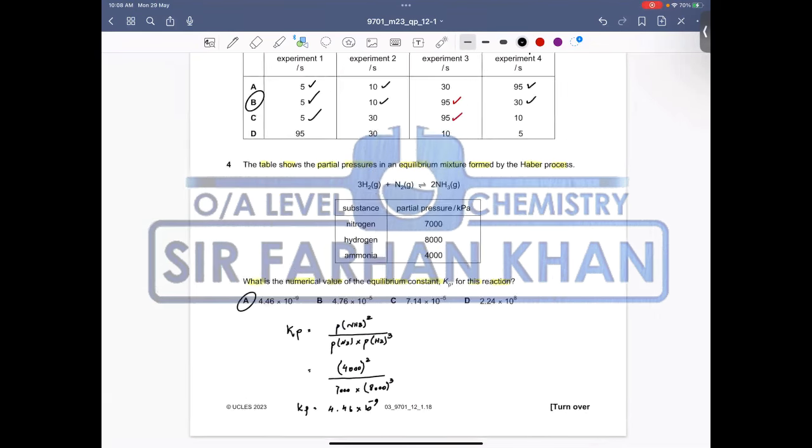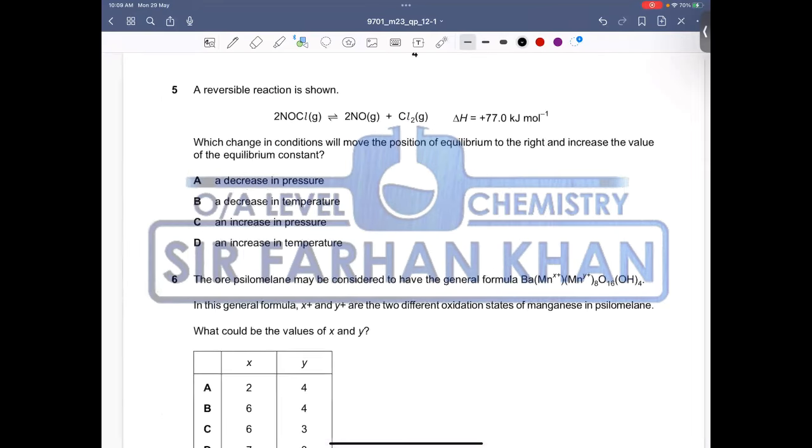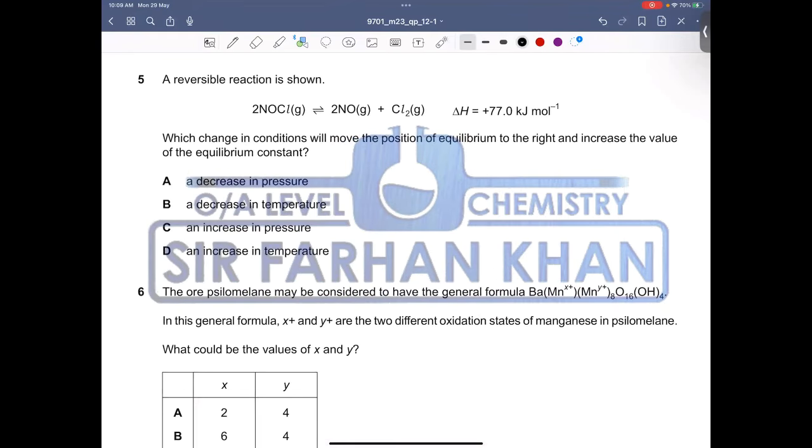Okay, let's move on to the next question. A reversible reaction is shown and its delta H value is positive. That means forward reaction is endothermic.